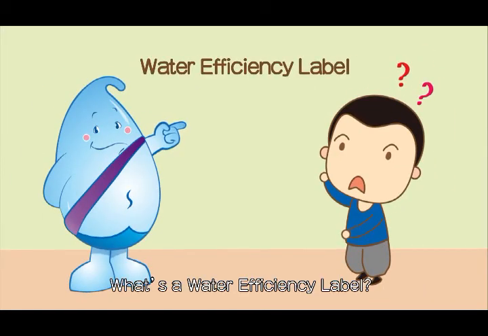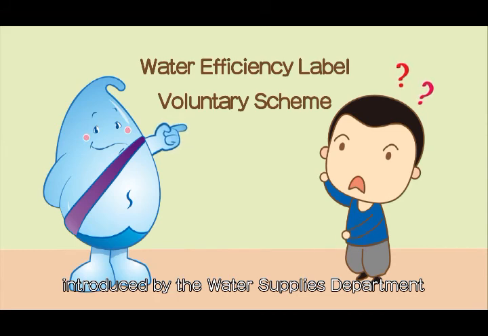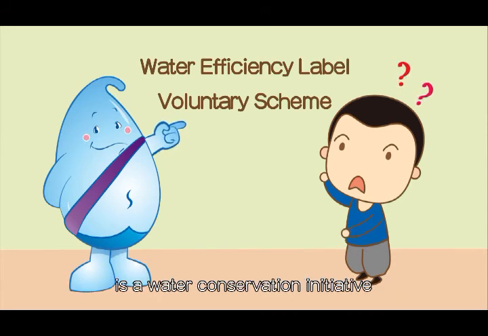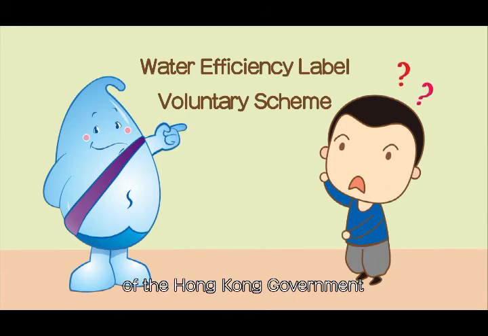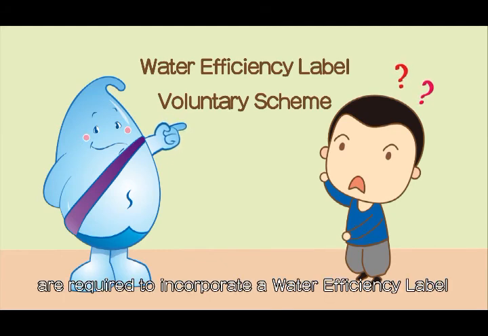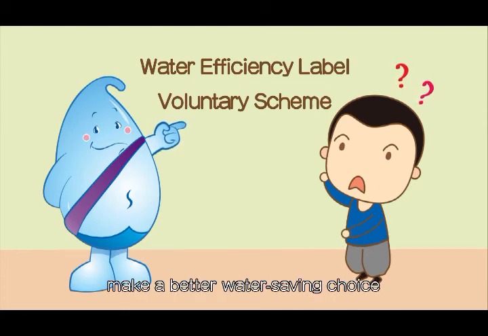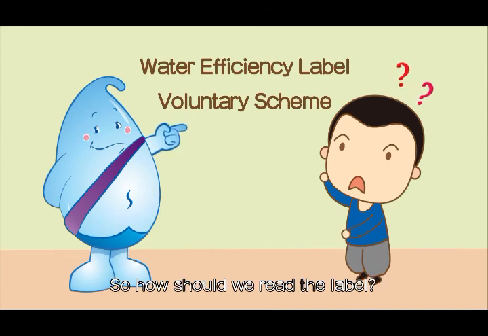What's a water efficiency label? The voluntary water efficiency labelling scheme introduced by the Water Supplies Department is a water conservation initiative of the Hong Kong government. Products participating in this scheme are required to incorporate a water efficiency label that informs consumers of the level of water consumption and water efficiency of the product in order to help them make a better water-saving choice. So how should we read the label?